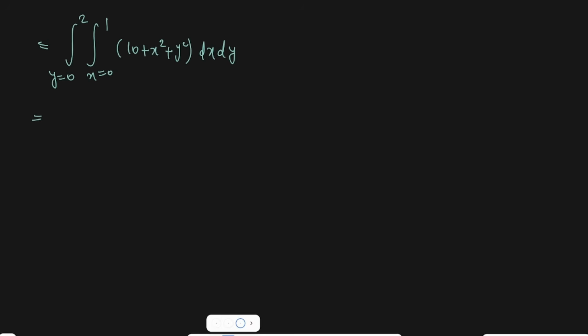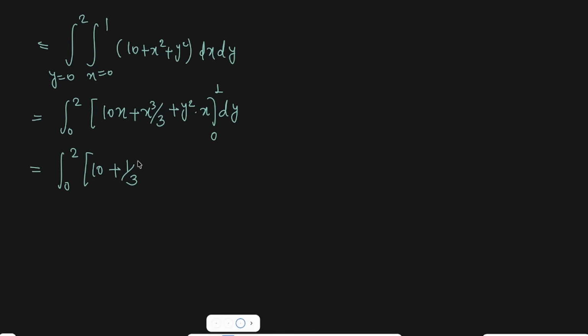Okay, so from here, how to solve this? 0 to 1, this is as it is. Integration with respect to x will be 10x plus x cube by 3 plus y square into x, and it is your dy. The limit is from 0 to 1, so it is 0 to 2. Putting the upper limit, that is 10 plus 1 by 3 plus y square, and it is your dy.